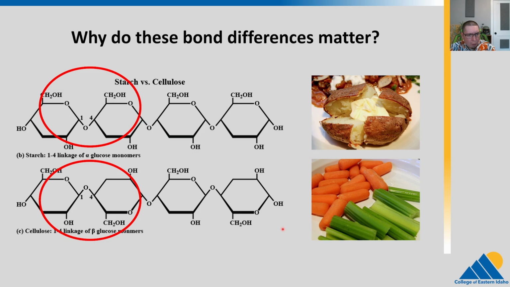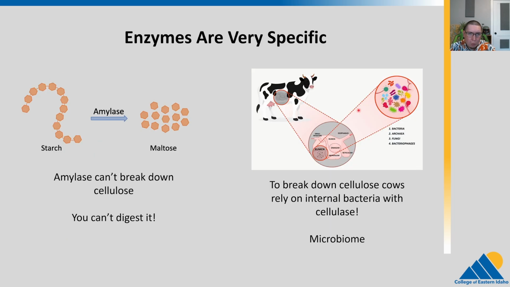Okay, so you might have thought, there are some animals that can eat grass, like cows and things like that. Why is that? Whereas I need to eat the potato or something like that to get enough energy to keep surviving. I couldn't live off carrots entirely. Well, it has to do with enzymes. And enzymes, as I mentioned, are very, very particular.